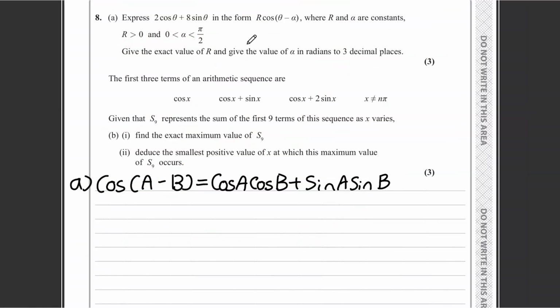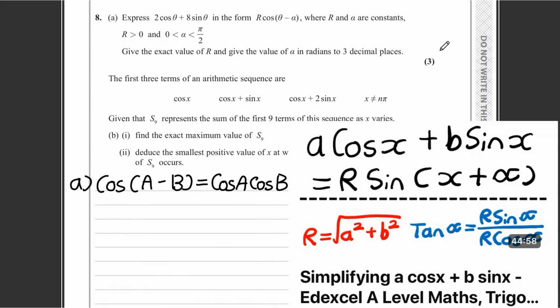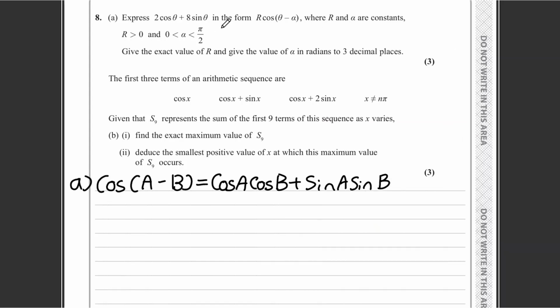Okay, so for question 8, part A, we need to express 2 cos theta plus 8 sin theta in the form r cos of (theta minus alpha), where r and alpha are constants. Okay, and this is for 3 marks. So this is a question in the style of the simplifying a cos x plus b sin x format. So we need to express this here in this format.